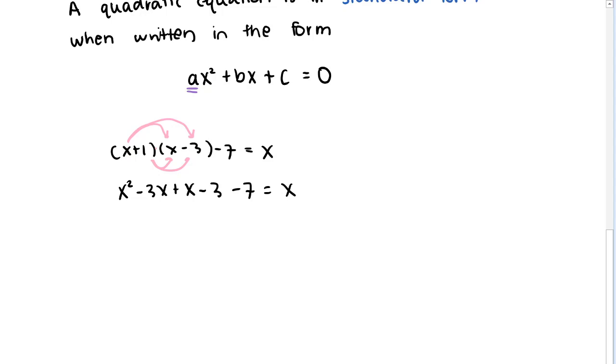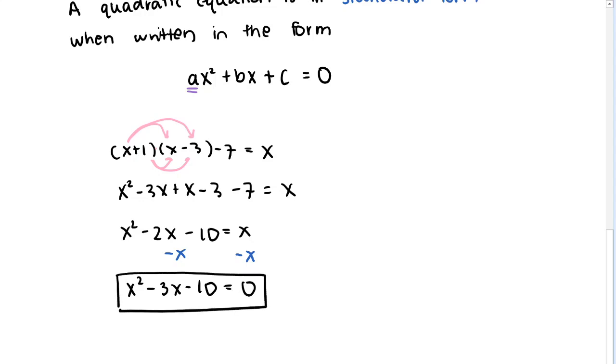So let's simplify this left-hand side. We've got x squared minus 3x plus x is minus 2x. And then minus 3 and minus 7, that's minus 10, is equal to x. And so to put this equation in standard form, I want all of my x terms and constant terms on one side of the equation, so I'm going to subtract away x from both sides. And we end up with x squared minus 3x minus 10 is equal to 0. So this is an equivalent form of this equation here.